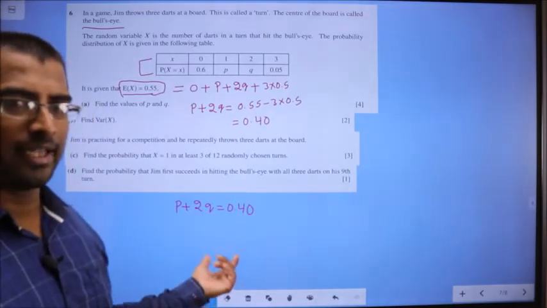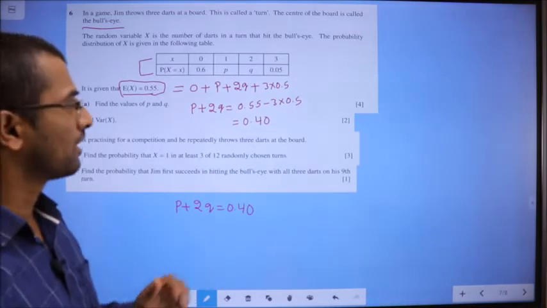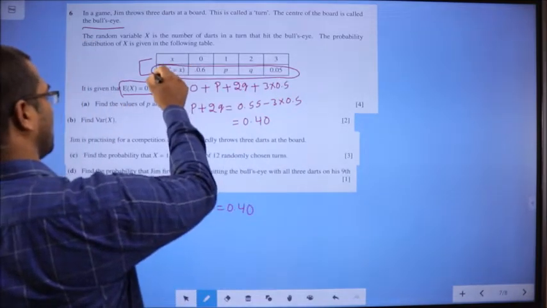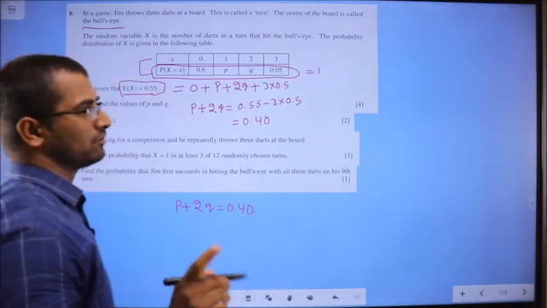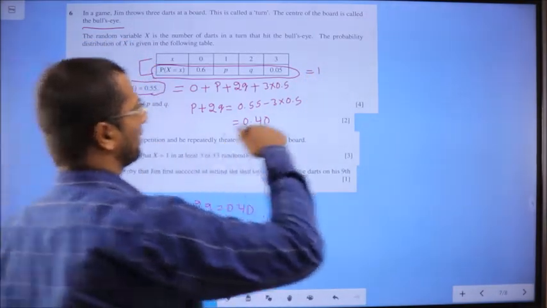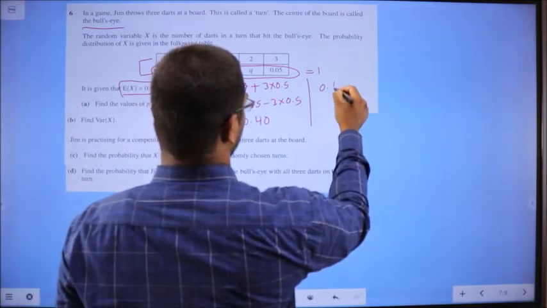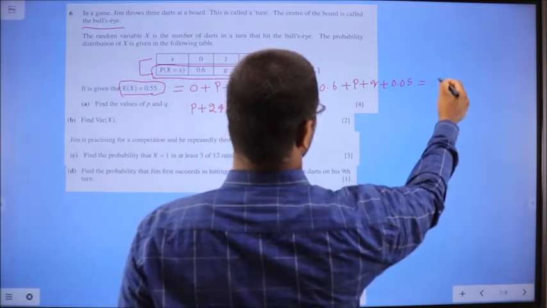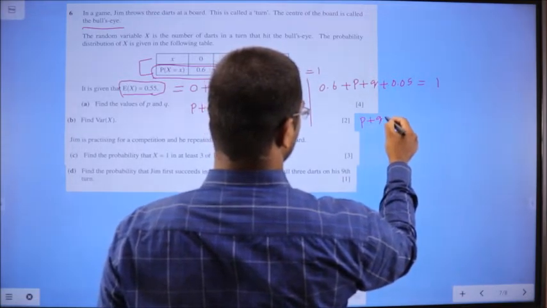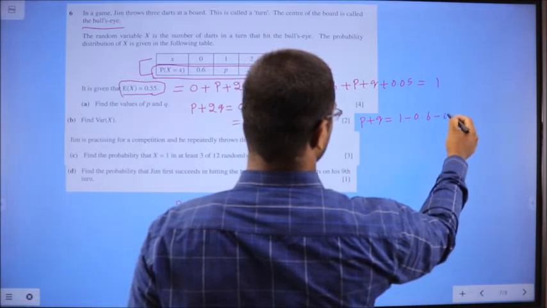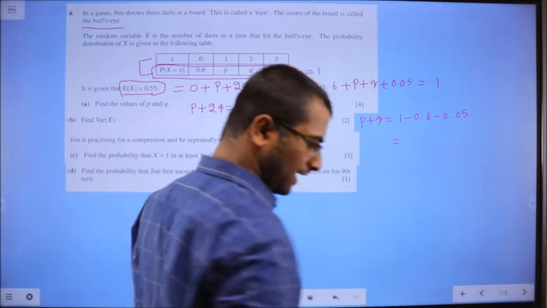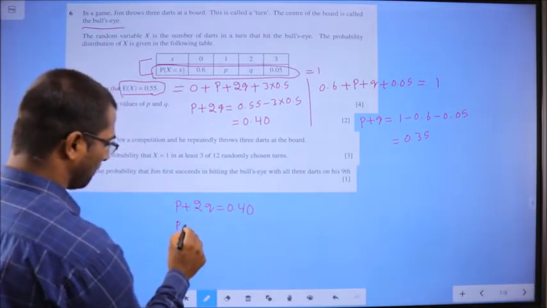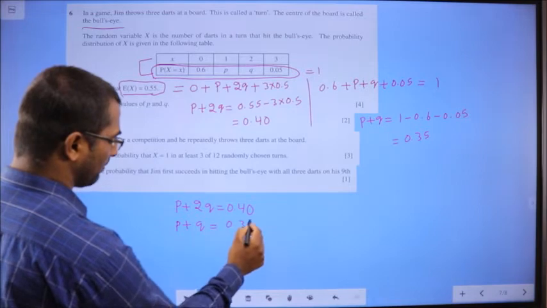I should get one more equation, then solve simultaneously to get the values of P and Q. Now how can I get one more equation? We should also remember that the sum of all the probabilities should always add up to 1. It's a rule you should remember. So add everything: 0.6 plus P plus Q plus 0.05 is equal to 1. So letters one side, P plus Q equals 1 minus 0.6 minus 0.05, so that is 0.35. Write this equation here: P plus Q is equal to 0.35.